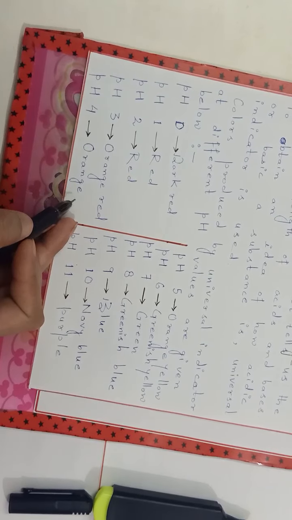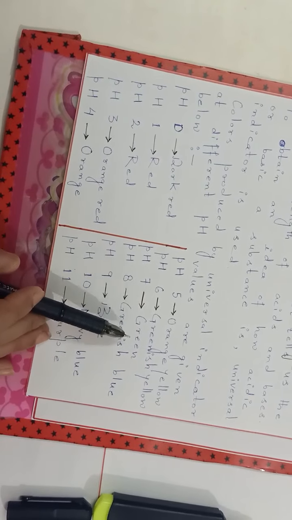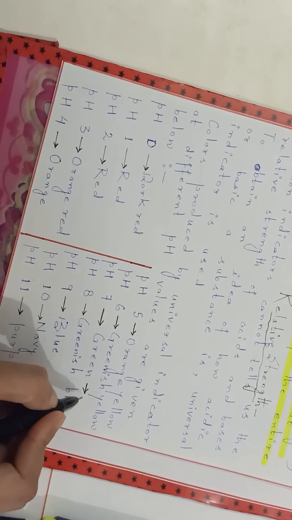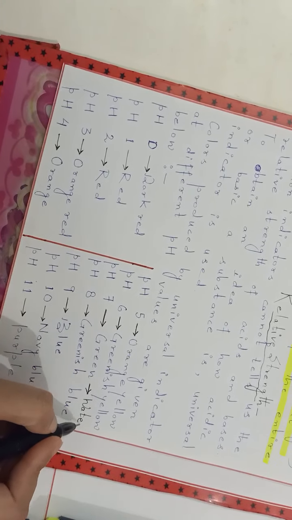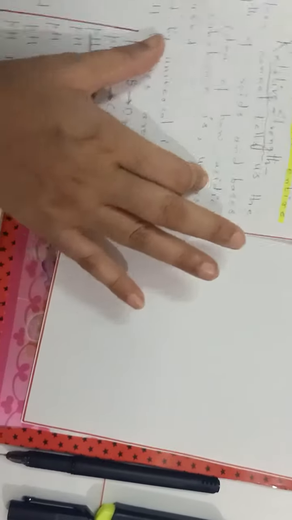Then pH 4 is orange. At pH 5 it's orange yellow. Then at 6 is greenish yellow. At 7 it's green, which means if I test distilled water, of course I'm talking about distilled water, not tap water, then you will get green color. This universal indicator will show green color because pH 7 is of distilled water. Then at pH 8 you will get a greenish blue color. Then at 9 is blue. At 10 is navy blue. At 11 is purple. At 12 is again purple. At 13 is violet. At 14 is again violet.